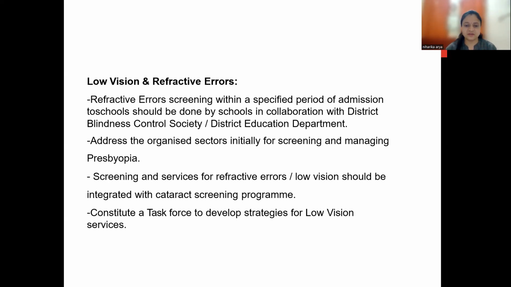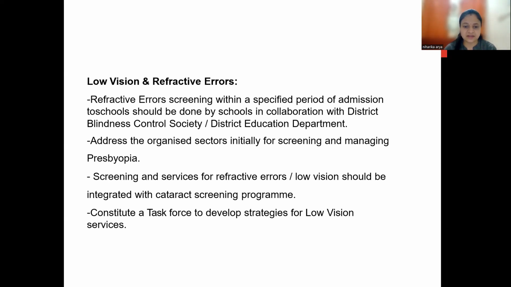For low vision and refractive error, screening within a specified period of admission to school should be done by schools in collaboration with the district blindness control society or district education department. So it is very important to control low vision due to refractive error. So refractive error screening within a specified period of admission to school should be done by schools in collaboration with the DBCS or district education department.